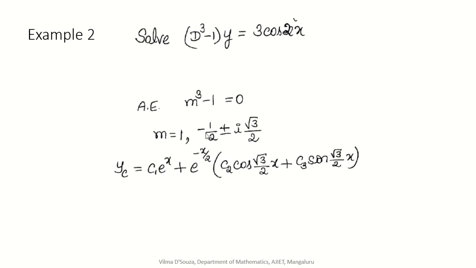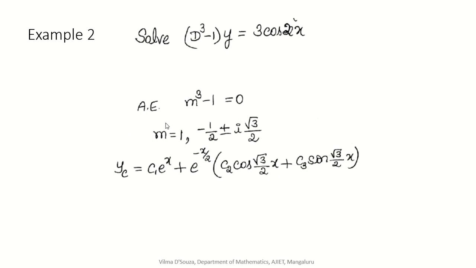Be very careful here when you write down the complementary function. a plus or minus ib, a is minus half, b is root 3 by 2. So what is your yc? yc is equal to c1 e power x plus e to the power minus x by 2 into c2 cos root 3 by 2 x plus c3 sin root 3 by 2 x.